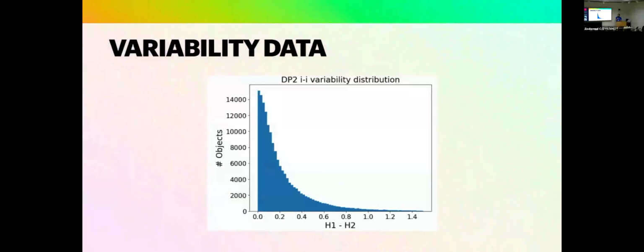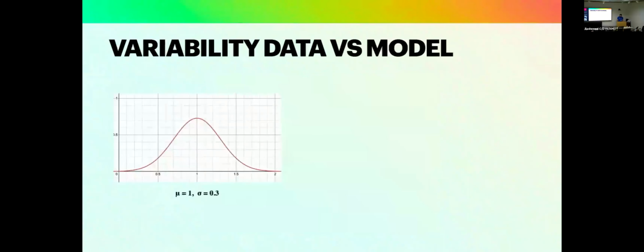So what does this look like in DP2? Here are, I think, 170,000 objects for which we have at least 2 I-band measurements in DP2. For objects with more than 2, I chose 2 that are at least 2 days apart randomly. And here is that distribution. So most pairs of I-band measurements from the same object are less than 0.2 magnitudes apart, but there's a long tail out here into the over-a-magnitude-apart zone.